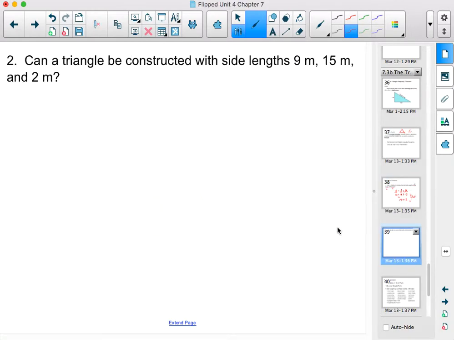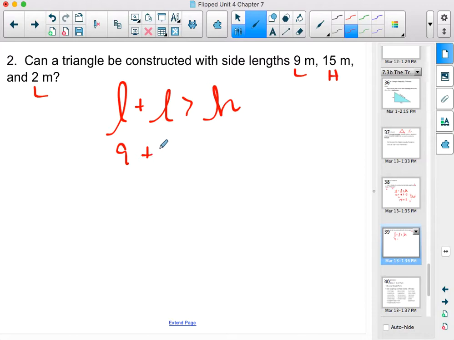Let's try number 2 together. Can a triangle be constructed with side lengths 9 meters, 15 meters, and 2 meters? Remember, the first thing we're going to do is begin by writing our inequality. Leg plus leg has to be greater than the hypotenuse. Next, we determine which lengths are the legs. 15 is our longest side, so that's going to be the hypotenuse. That means 9 and 2 are going to be the legs. 9 plus 2, and we're hoping to get a number greater than 15, our hypotenuse.